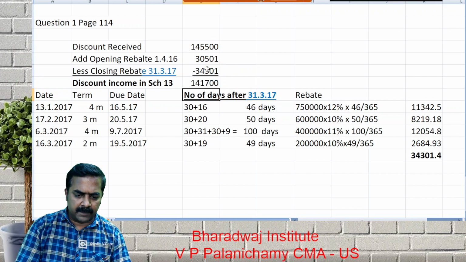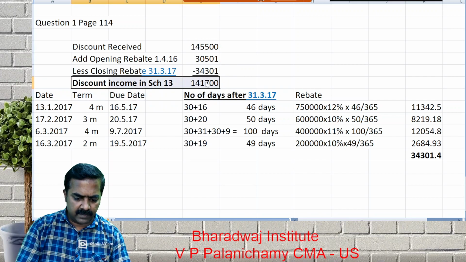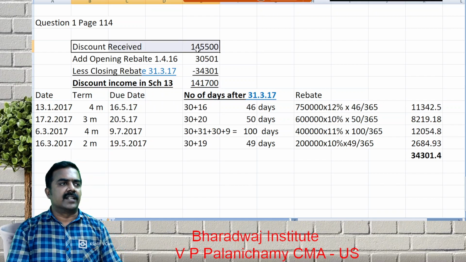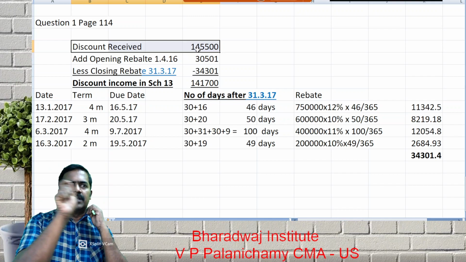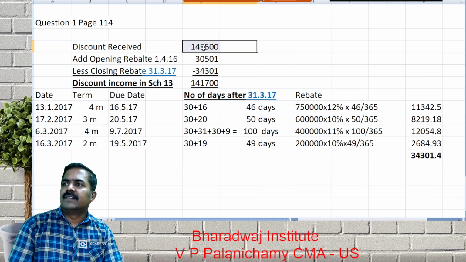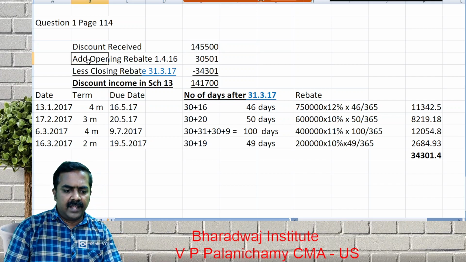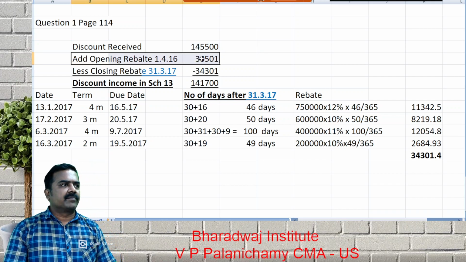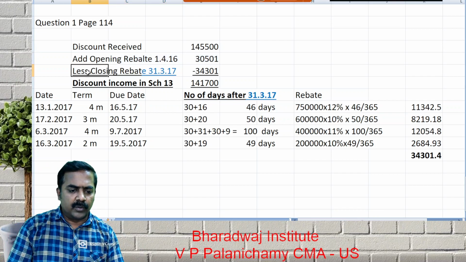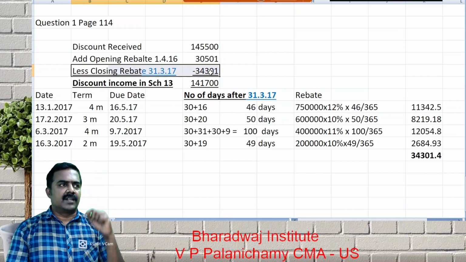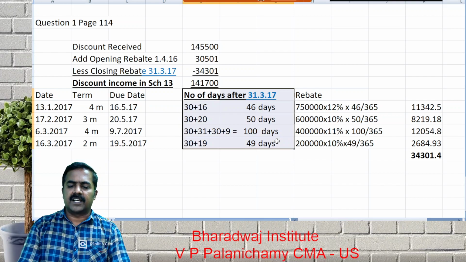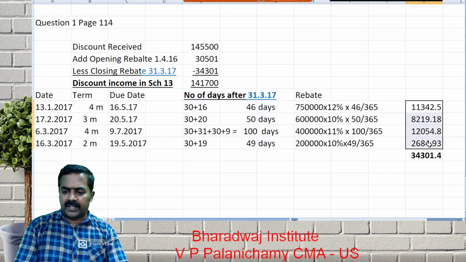Once again, repeat. Wait. Don't copy this yet. How much is the discount receipt? 1,44,500. That is a journal entry we would have passed. Bills receivable account debit to discount to customer, I have passed. How much entry would we have passed? 1,45,500. Why are we adding the opening rebate? Last year we got it in advance for which year? Current year. Why are you eliminating the closing rebate? This year we got it in advance for which year? Next year. That's why we work out the number of days after 31st March and we calculate the rebate.